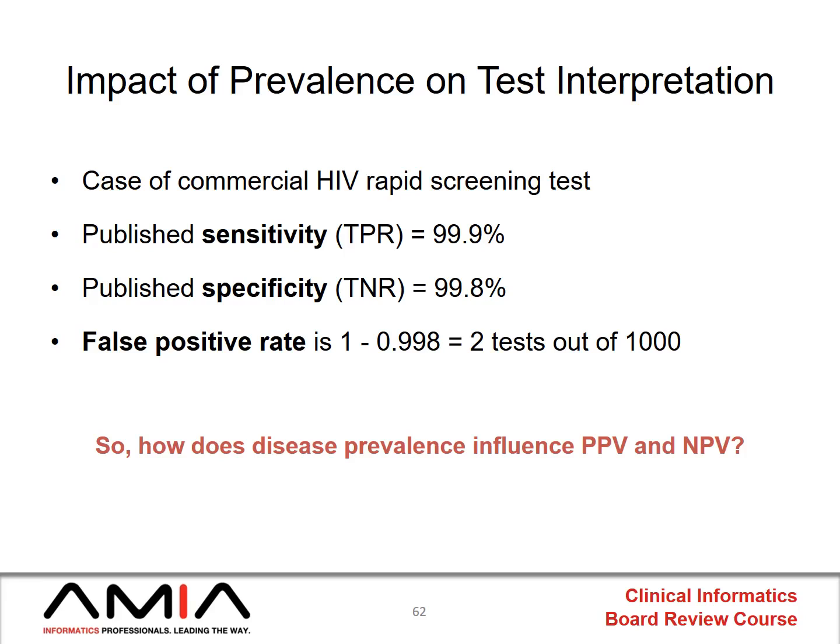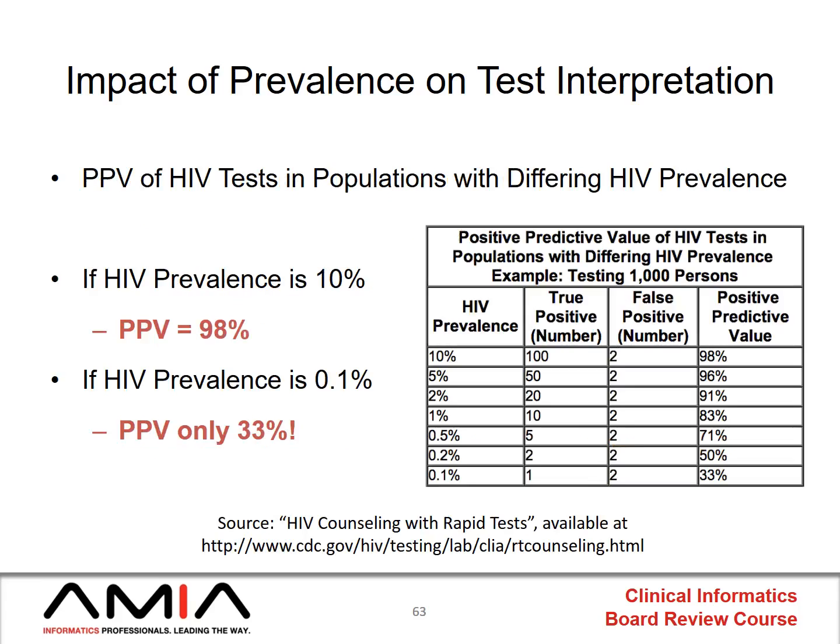So how does the disease prevalence actually influence the positive and negative predictive value? So here's a table. I got this from the CDC website, and it shows how you can model the performance of this HIV test, this extraordinarily good HIV test, in populations that range in prevalence of HIV from 10% all the way down to 0.1%.